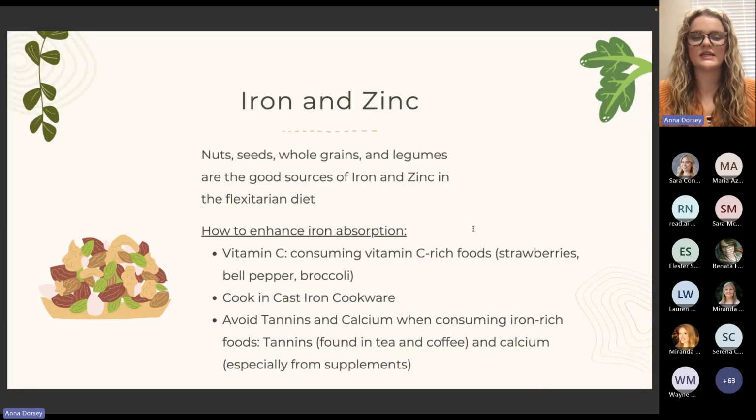Some good sources of iron and zinc are going to be nuts and seeds, whole grains, and beans or legumes.